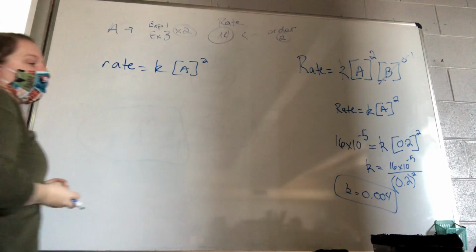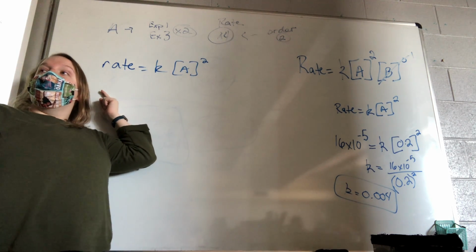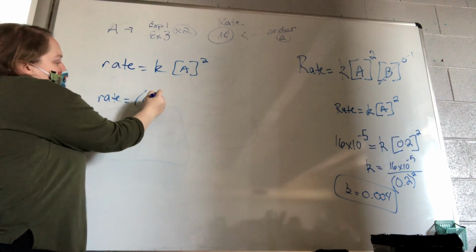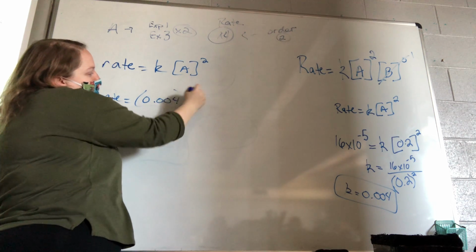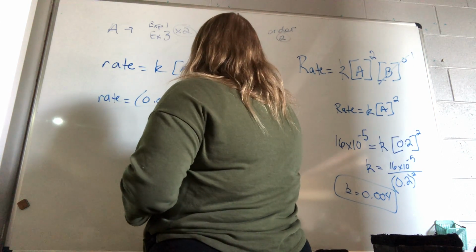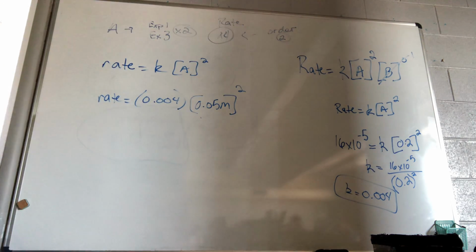In this particular case, it asks us to calculate the rate given information. So we're going to plug in what we know. We just calculated what K was. It tells us that the concentration of A is 0.05 molar. Does B matter? No, it doesn't. Calculate the number. Let's go.